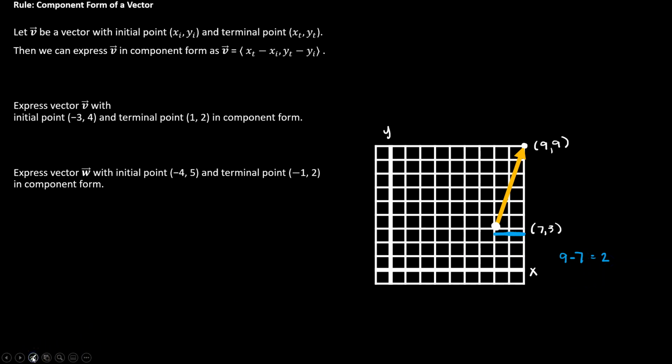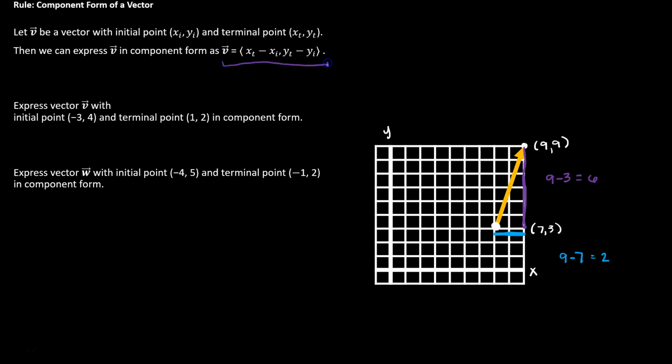We can do the same thing with the y components. From the initial point all the way up to the terminal point, we have a vertical change of 6 units. And we can do that mathematically. Take the y component of the terminal point, which is 9, subtract the y component of the initial point, which is 3, to get 6. And that's all that this formula is saying.